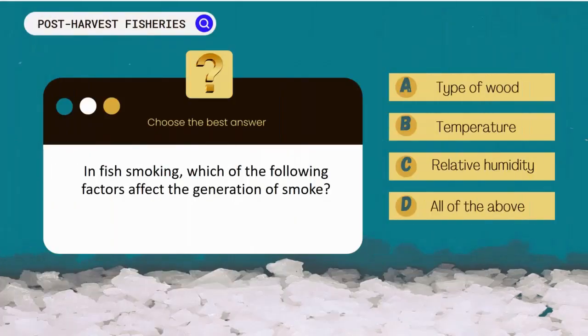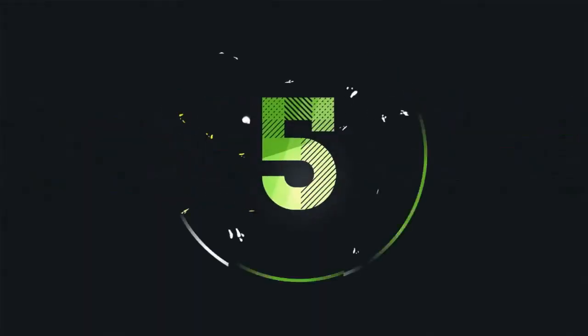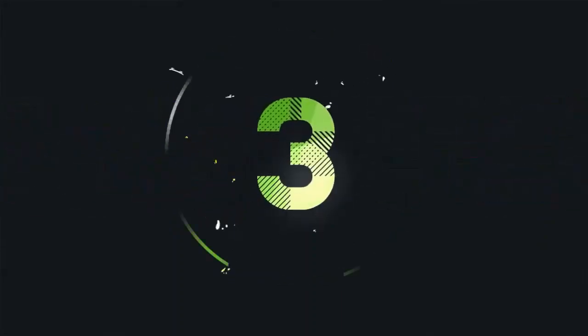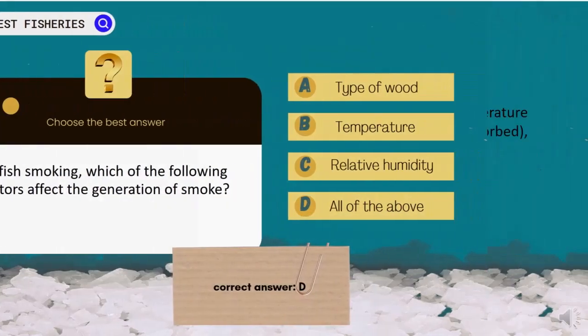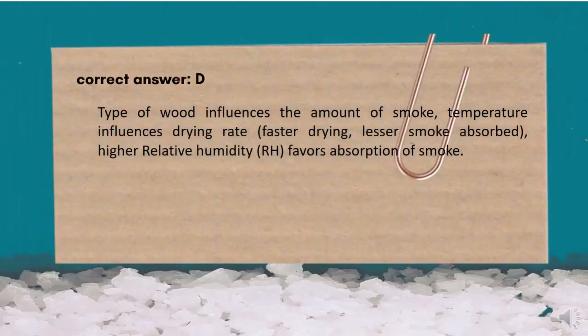In fish smoking, which of the following factors affect the generation of smoke? A. Type of wood. B. Temperature. C. Relative humidity. D. All of the above. The correct answer is D. The type of wood influences the amount of smoke, temperature influences drying rate, faster drying, lesser smoke absorbed, higher RH favors the absorption of smoke.